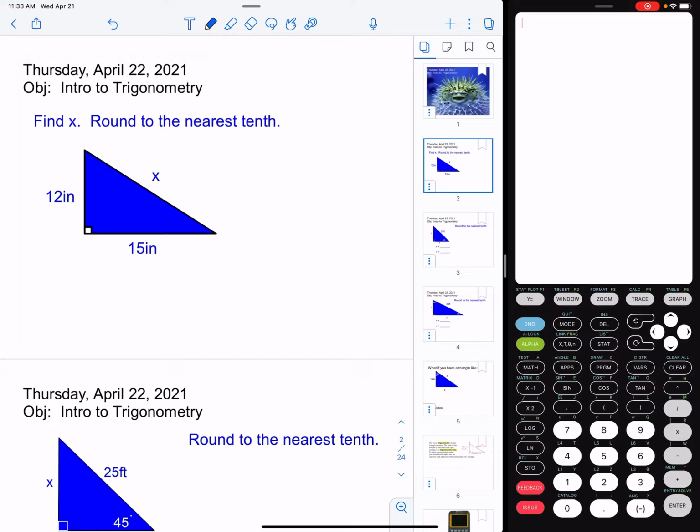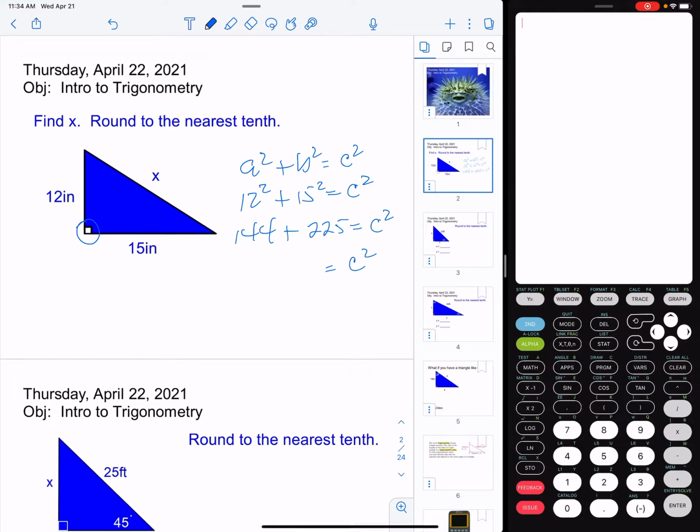Hopefully you realized when you're given two sides of a right triangle, to find the third side, we're going to use the Pythagorean Theorem. So a squared plus b squared equals c squared. We know the two legs, the two sides that make up this right angle, are going to be the a and the b. So 12 squared plus 15 squared equals c squared. Then we do the math. 12 squared is 144, plus 15 squared is 225, and that's equal to c squared.